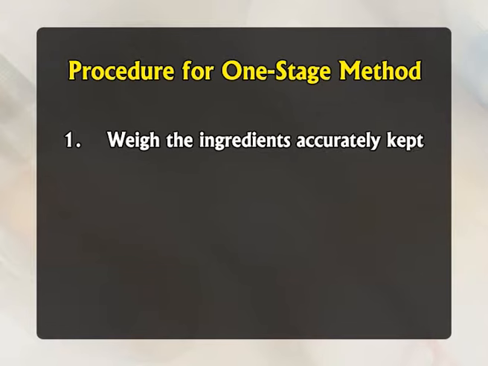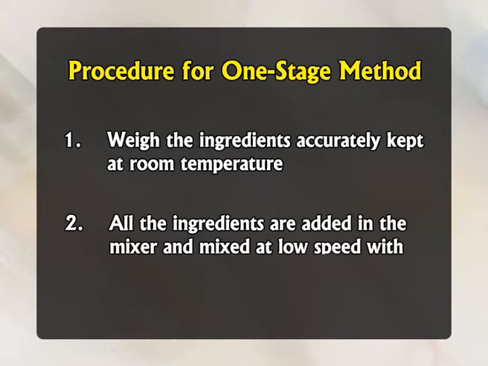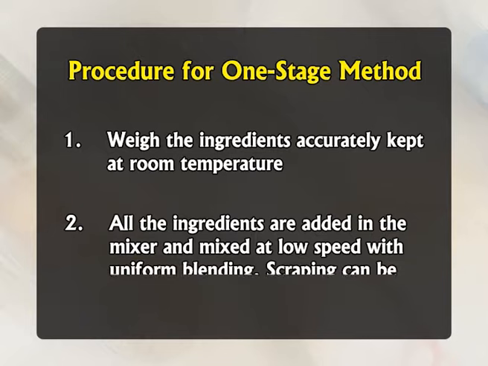Procedure for one-stage method. Number 1, weigh the ingredients accurately, kept at room temperature. Number 2, all the ingredients are added in the mixer and mixed at low speed with uniform blending. Scraping can be done if required.